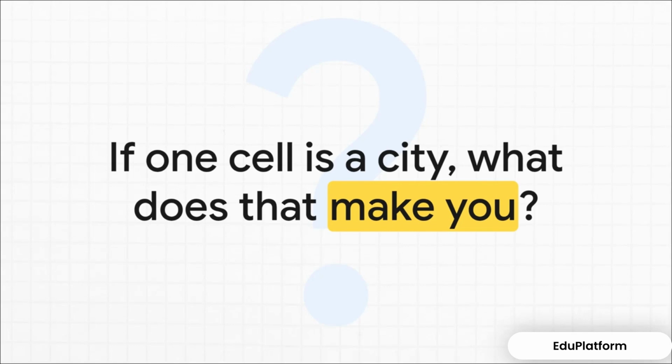So just take a second and let that sink in. Every single one of the trillions of cells in your body is an incredibly intricate, self-sustaining city, and they're all working together in perfect harmony. Which leaves us with one last kind of mind-blowing thought to chew on. If just one of those tiny cells is this complex, what in the world does that make you?